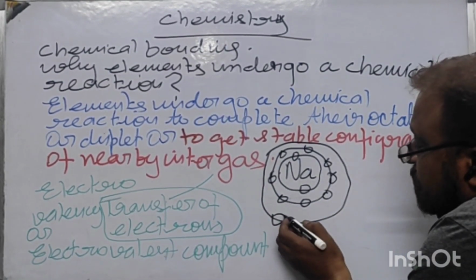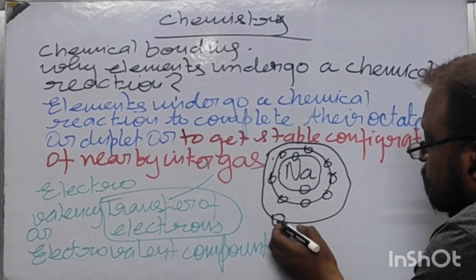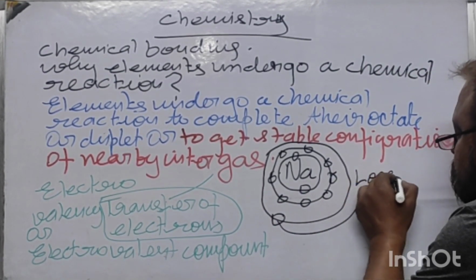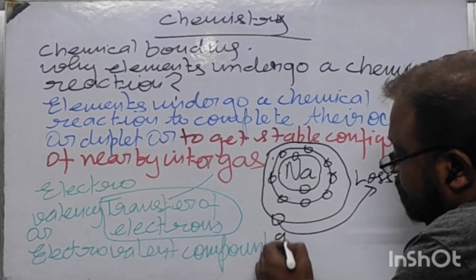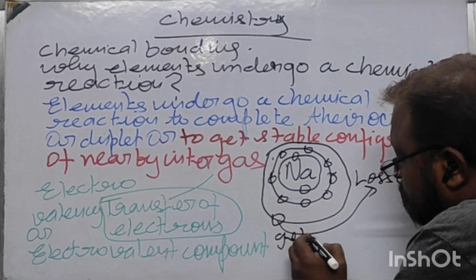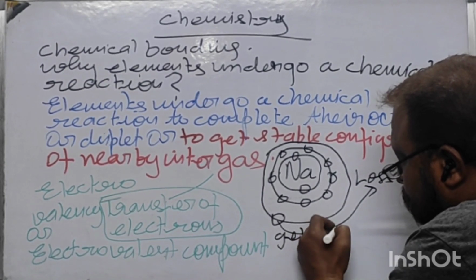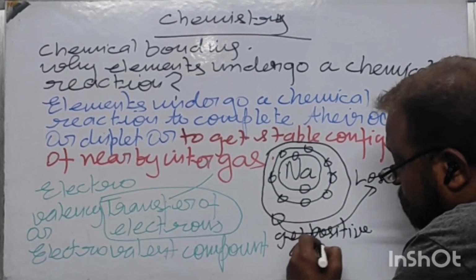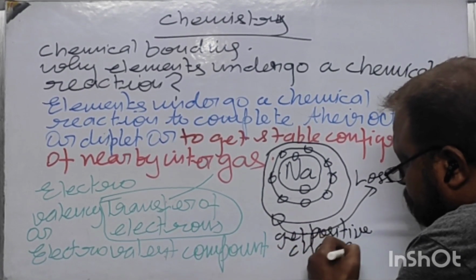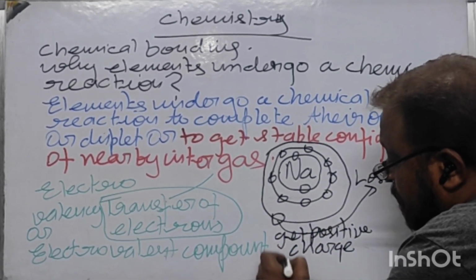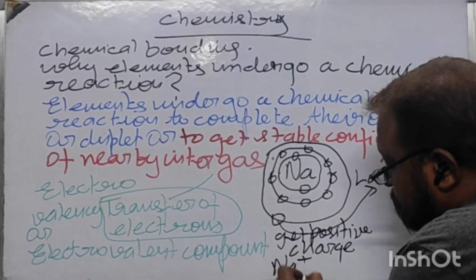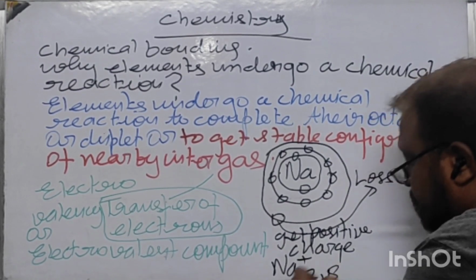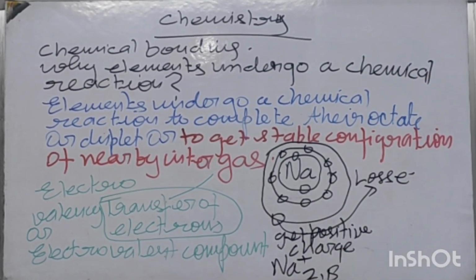It loses one electron, gets positive charge, and that is Na plus, and its electronic configuration is 2,8 now, right?